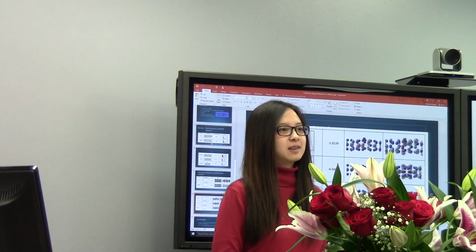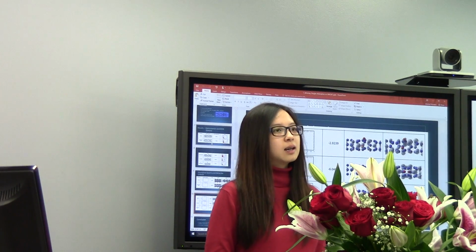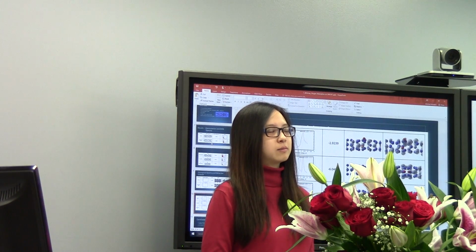So what happened? For the undoped system, it's a semiconductor, right? With a finite band gap, right? So that's true.